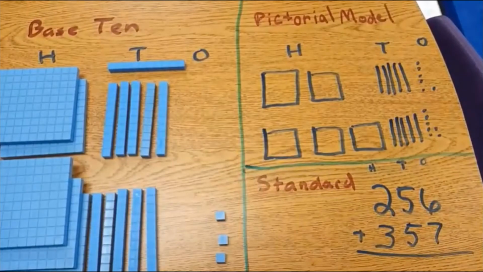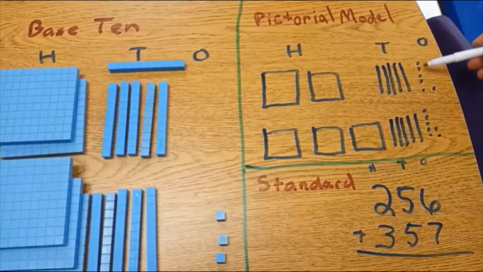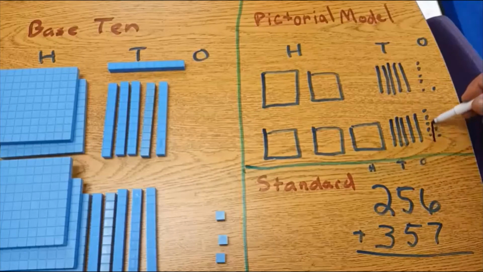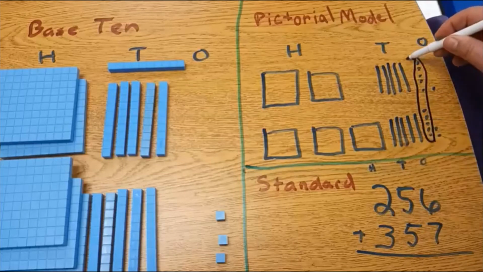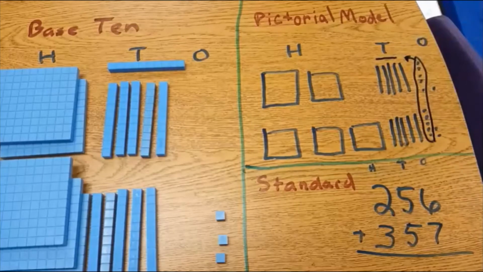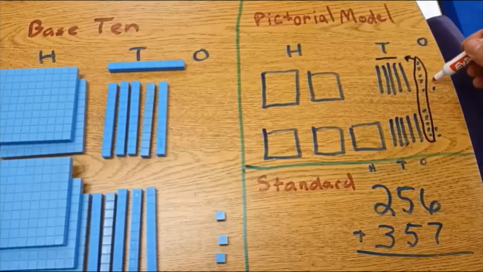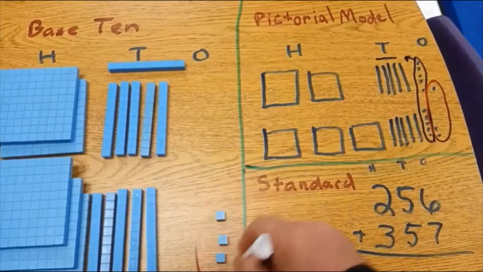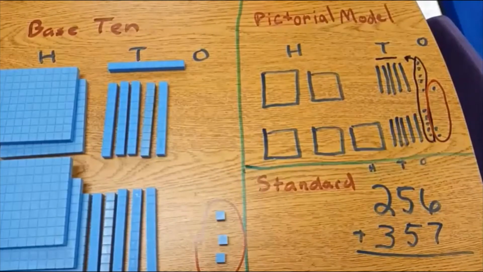Okay, same thing with my pictorial model here. I have 5, 10, 11, 12, 13, but I cannot have 13 in the ones place. So I'm going to go ahead and regroup. I'm going to take 10 of them, and I'm going to move them over to the tens place. So now I have an extra 10 there, and then I have 3 ones left.